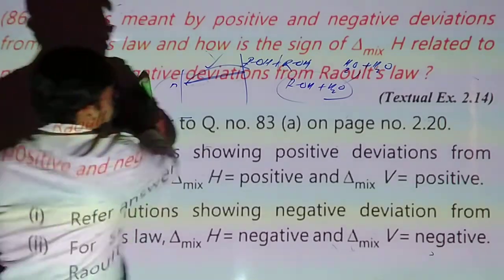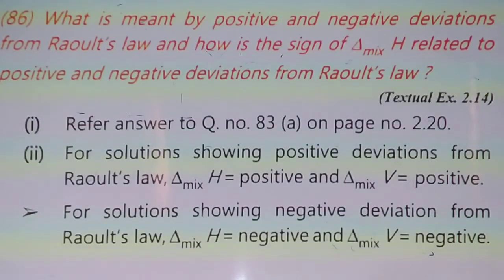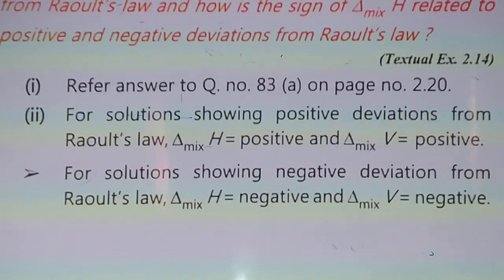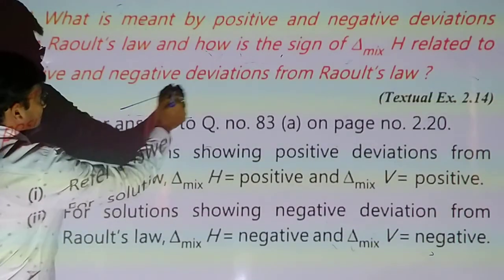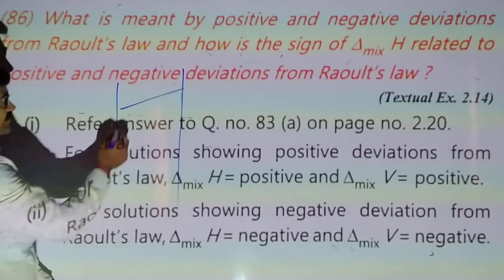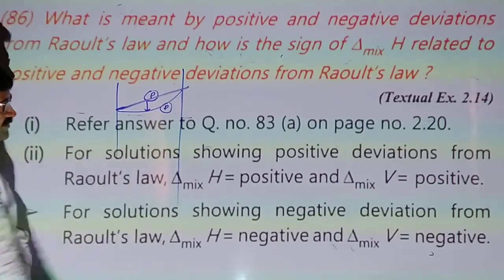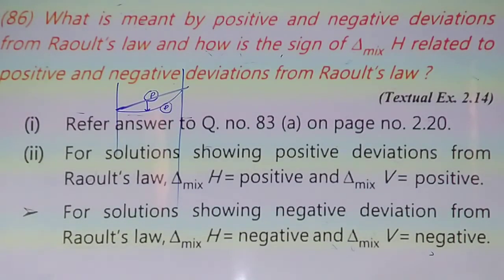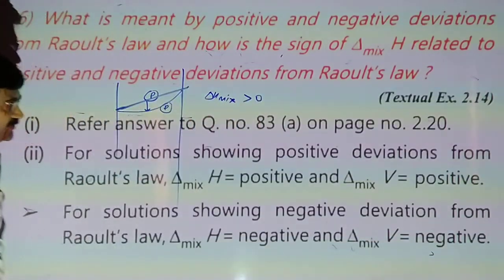What is meant by positive and negative deviation from Raoult's law, and how is the sign of delta H mixture related to positive and negative deviation from Raoult's law? For negative deviation, the vapor pressure practically derived should be less than actual according to Raoult's law. So it means that delta H mixture is less than 0.